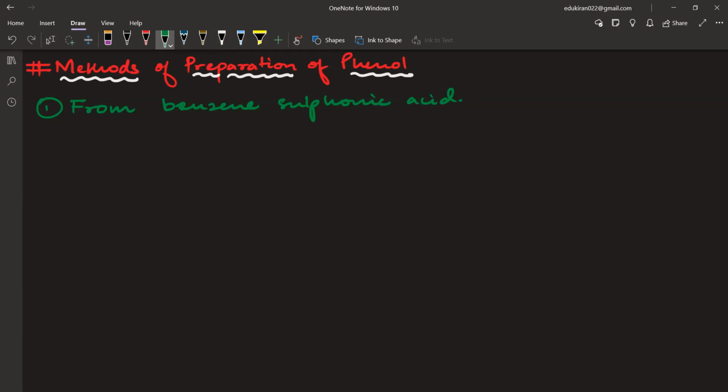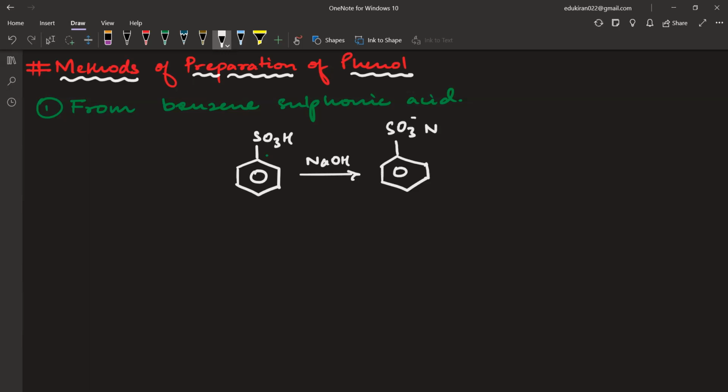What is benzene sulfonic acid? Benzene sulfonic acid is a benzene ring. Here we have benzene ring and SO3H group, sulfur and O3H. This is benzene sulfonic acid. And in this, if I add water, NaOH, then this hydrogen, which is acidic hydrogen, will form SO3Na. SO3 negative and Na positive.